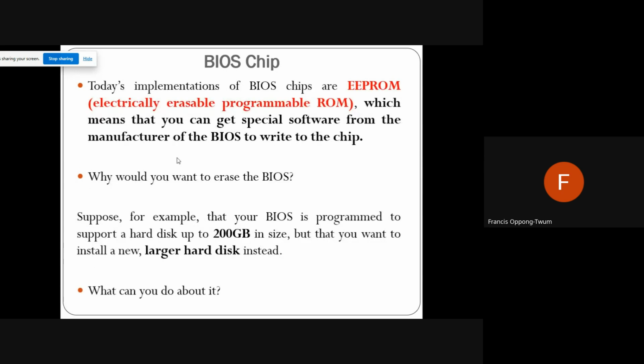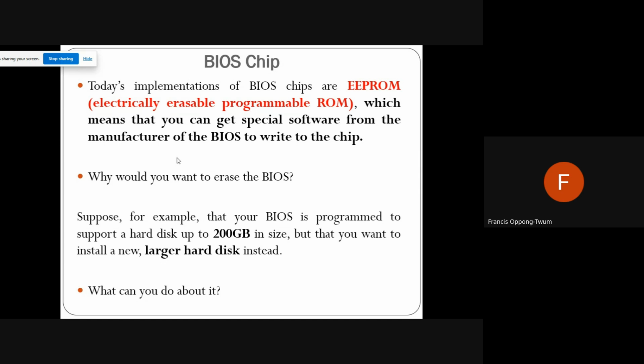So as I said, today's implementation of the BIOS chip, we have what we call the EEPROM. That is the electrically erasable programmable ROM, which means that you can get special software from the manufacturer of the BIOS to write to that chip. So mostly the current BIOS that we have, you can write it. So the question then is, why would you want to erase the BIOS? The manufacturer has put something in the BIOS, but why do you want to erase it?